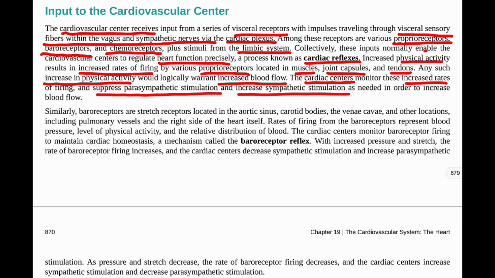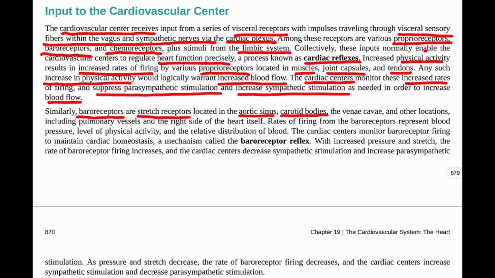So then saying, okay, not only are we going to not slow down that SA node, we're going to increase the SA node. And then that will increase blood flow. So in that same way, we have baroreceptors, which are stretch receptors located in the aortic sinus, which is an area just above our aortic semilunar valve.